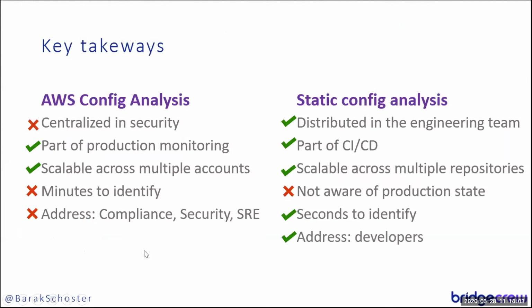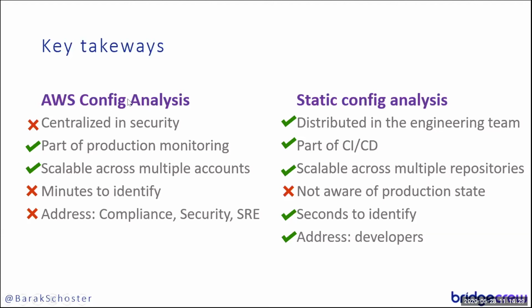So let's conclude the two approaches again. We have Prowler, which does runtime analysis of the AWS configuration, and we have Checkov or other tools like OPA or ConfTest that can execute static configuration analysis of the infrastructure files. So let's run again on the runtime tools.